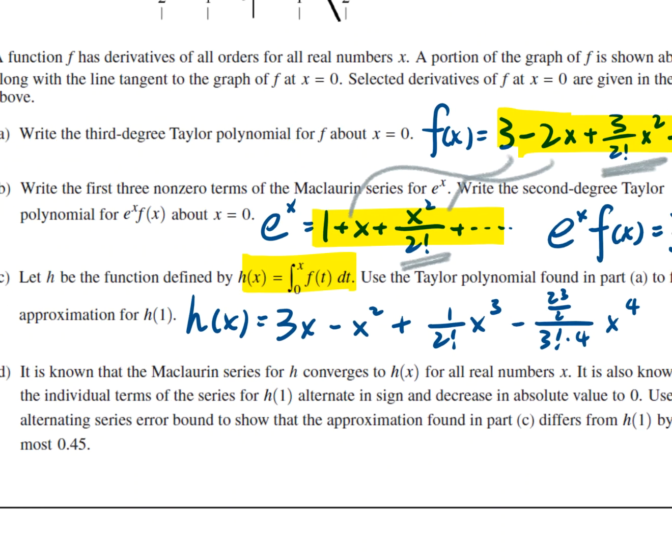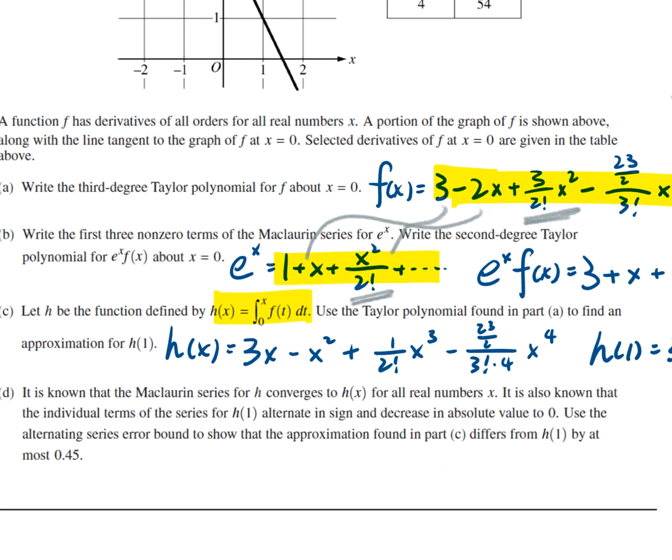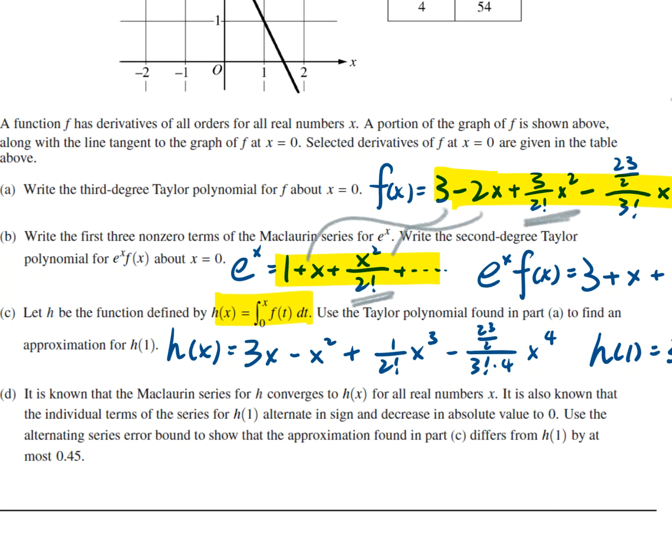For part d, it is known that the Maclaurin series for h converges to h of x for all real numbers x, and it is also known that the individual terms of the series for h(1) alternate in sign and decrease in absolute value to 0. Use the alternating series error bound to show that the approximation found in part c differs from h(1) by at most 0.45. Okay, so in order to do that, first we need to understand what the alternating series error bound is.